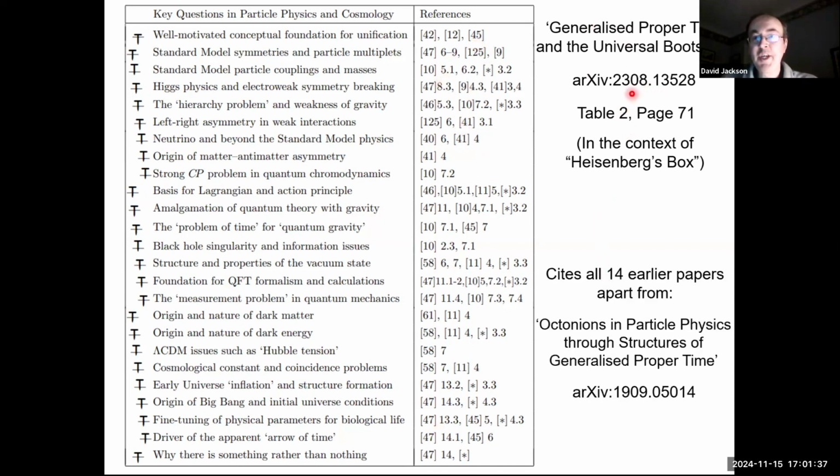So all 14 earlier papers are cited in this paper, apart from the one on the octonions specifically, which is this other paper here. So everything is written up in great detail in all of these papers. I think it's over 1,000 pages or something altogether. But let me just finish to sum up.